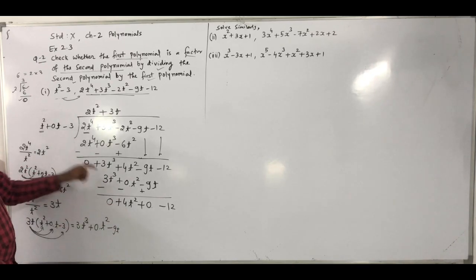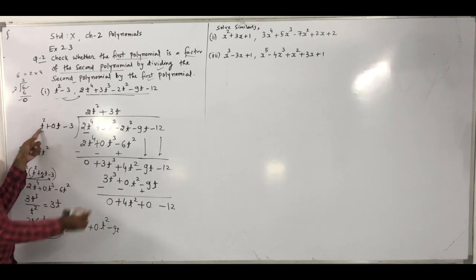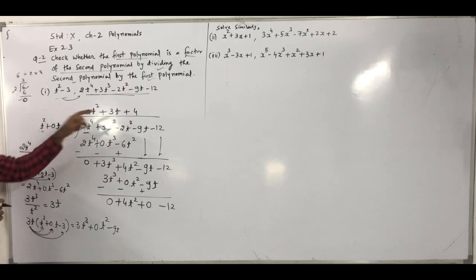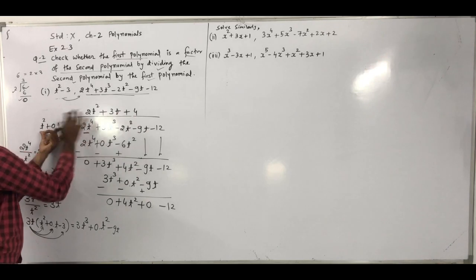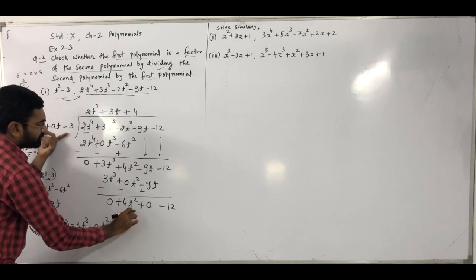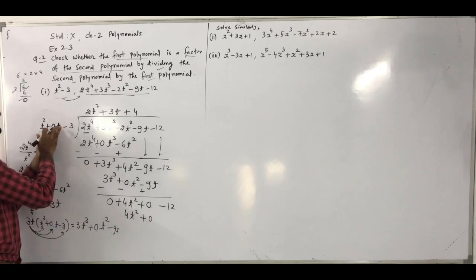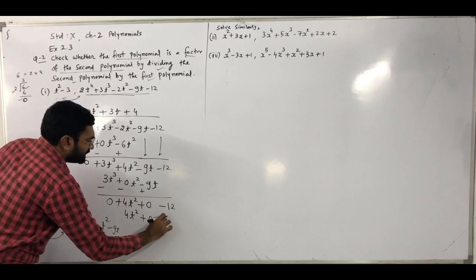Okay. Now again, that new polynomial's first term, 4t square, we have to divide by the first term of the divisor. So 4t square divided by t square, we get plus 4, which is our third term of the quotient polynomial. And then plus 4 is multiplied with all these three terms. So 4 into t square is 4t square. 4 into 0 into t means we get 0 only. Minus 3 into 4 means minus 12.